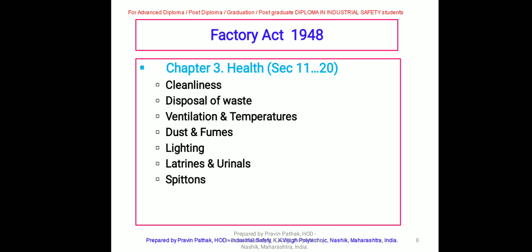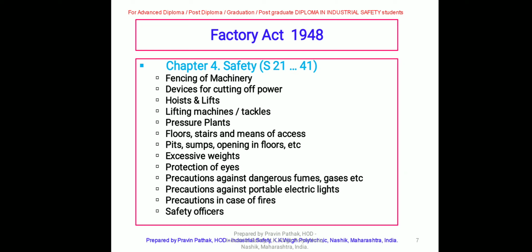So what should be the level of cleanliness, what is the technique of disposal of waste, what are the ventilation and temperature conditions that should be there to avoid the risk or reduce the health risk to workers. These are the different guidelines given under the different sections and covered under chapter 3, that is called health. Then chapter 4 focuses only on safety.